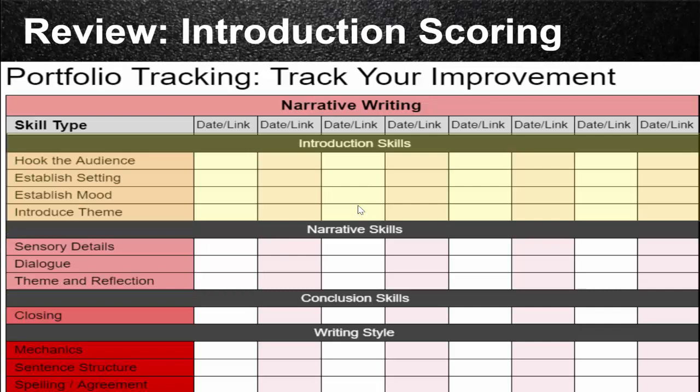Just one thing to keep in mind is that whenever you write a narrative piece for writing groups, this is how you'll be getting scored, or one of the ways that you'll be getting scored. Your audience will actually decide how well you did each of these things. Did you hook the audience, establish a setting, mood? Did you introduce a theme? So just try to keep that in mind whenever you do a narrative piece.